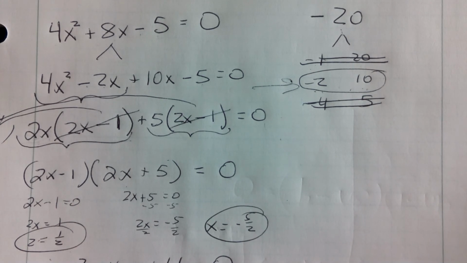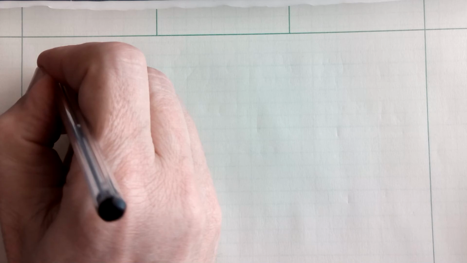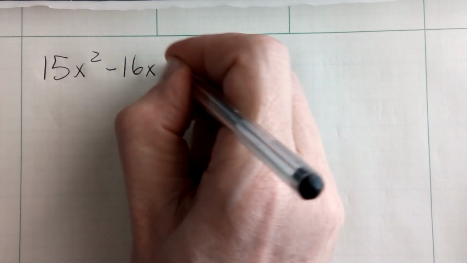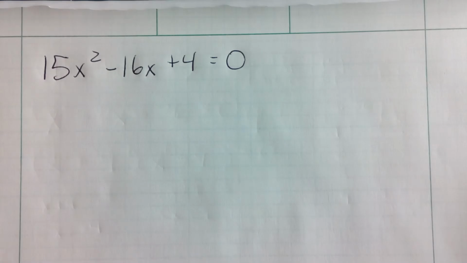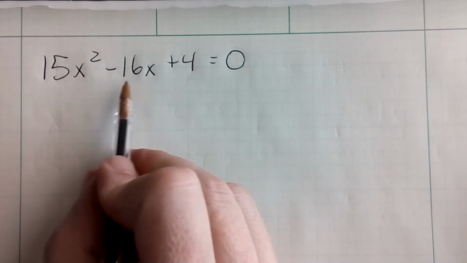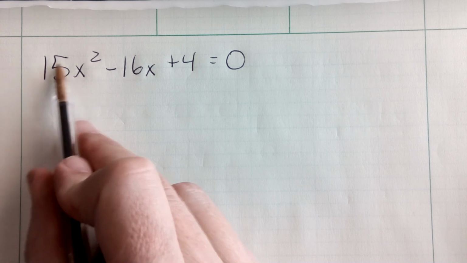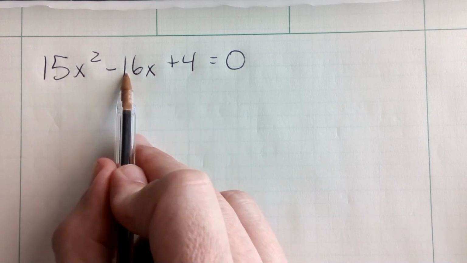Okay, I'm going to do one more of those so you can see that process one more time. So let's do 15x squared minus 16x plus 4 equals 0. Now again, since this leading coefficient is not 1, I first see, could I factor out 15 from all three terms, which obviously I can't.